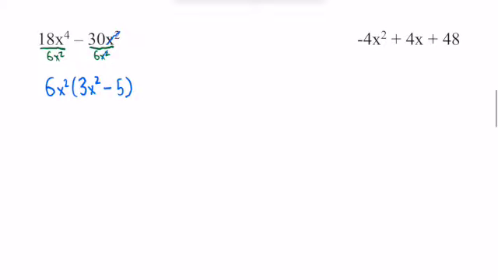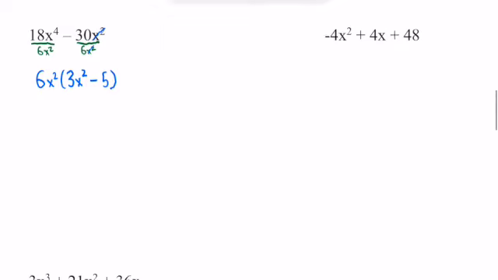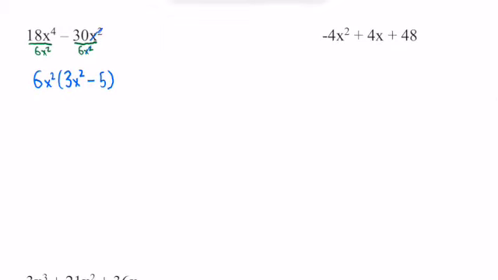Looking at our next problem, we have negative 4x squared plus 4x plus 48. When you're factoring out a greatest common factor, in a lot of situations that we're going to run into with different sorts of rational functions and so on, it's going to help when you have a negative number as a leading coefficient. It's going to help to factor out a negative greatest common factor. So let's do that here.